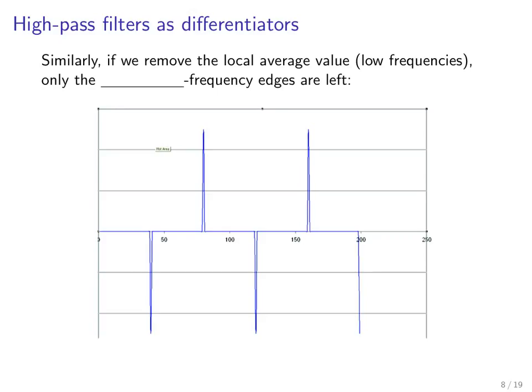Now similarly, if we remove the local average value of a given input signal, or its low frequencies, then only the high frequency edges will be left at the output. So this is a depiction of the square wave after high-pass filtering, right? So the original signal looked like this. It would have been positive, and then gone negative, and then gone positive again. So we get a spike at every edge, right? And if we high-pass filter that, then we only preserve the edges of the original signal.